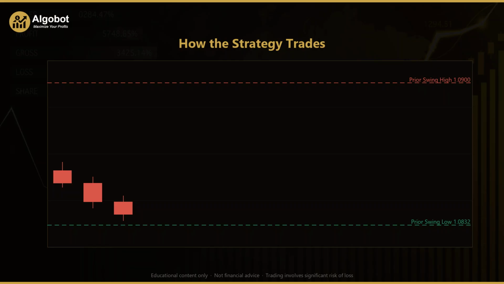Start on the left. Over the first few candles, price is drifting lower in a series of red, bearish bars. Below them sits a horizontal line marked prior swing low at 1.0832. That level was confirmed earlier as a fractal low, a bar whose low sat beneath its neighbors on both sides, so the strategy treats it as meaningful support.